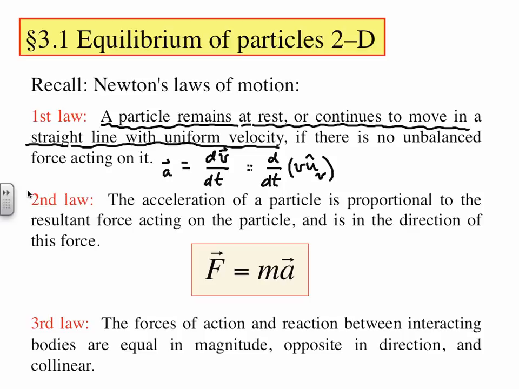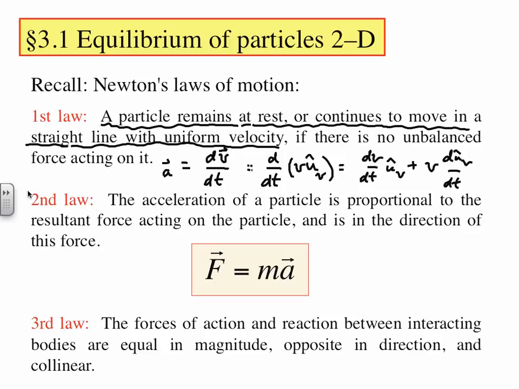Using the product rule, we could write this as rate of change of speed with the direction remaining constant, plus constant speed with a changing direction. This tells us that acceleration can occur from a time rate of change of speed with no change in direction, or a time rate of change in direction at constant speed, or some combination of the two. This also tells us that there are 2 ways of not accelerating.